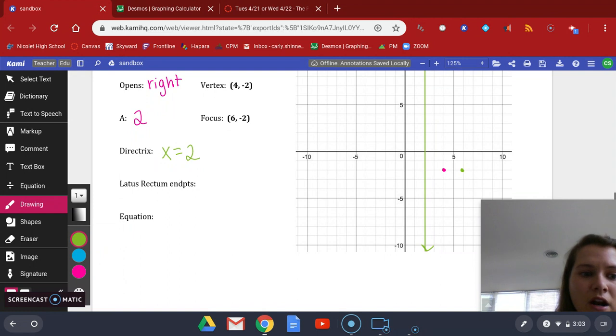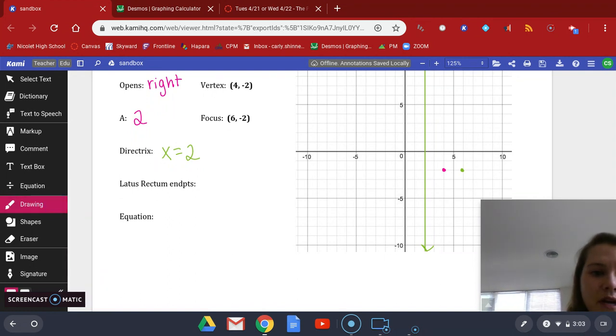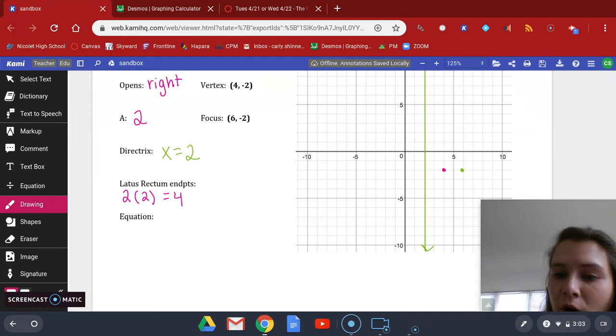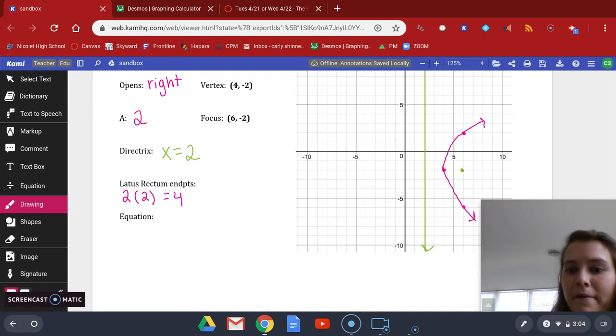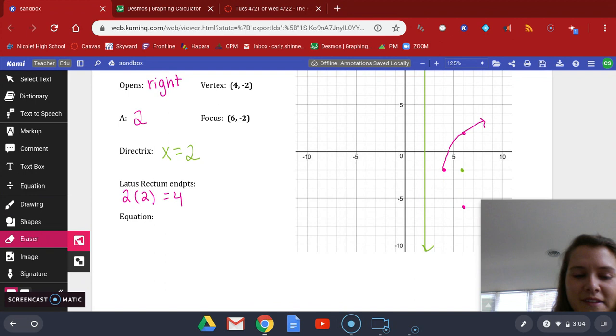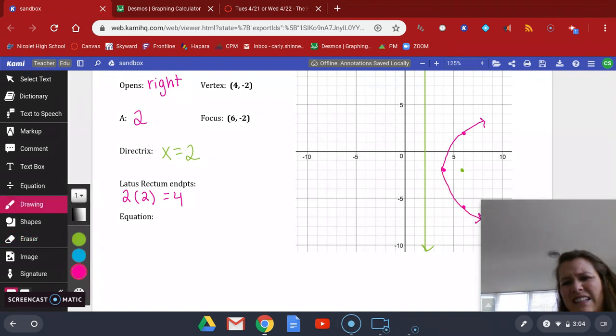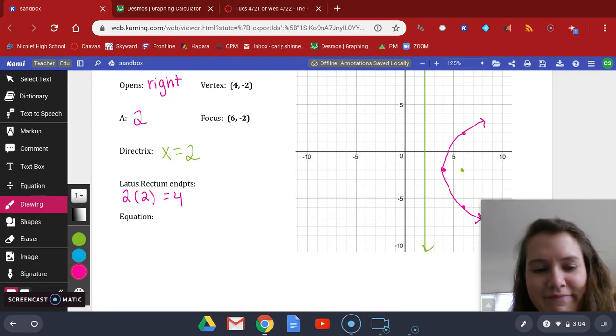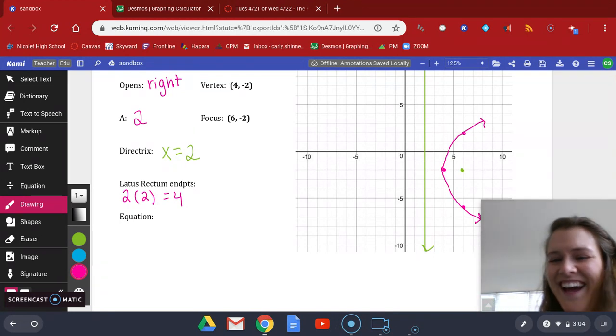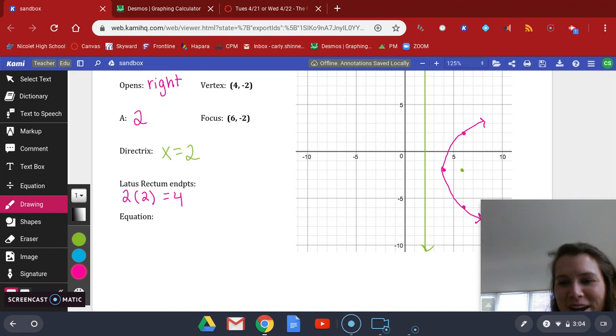And now let's get our latus rectum points. So that would be 2 times 2, which is 4. So go to your focus and go up 4 and down 4. And then here is our parabola. Oh, that was just going to bother me. Okay. Oh, gosh. You know what? I did my best. Hopefully yours looks more symmetric than mine does.